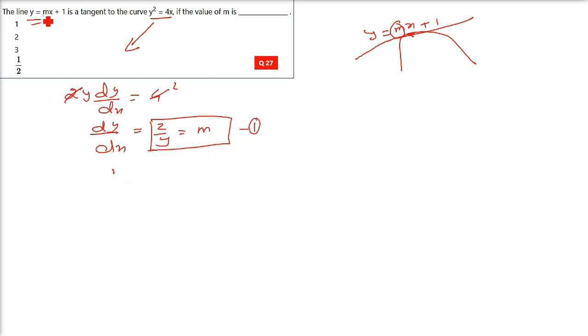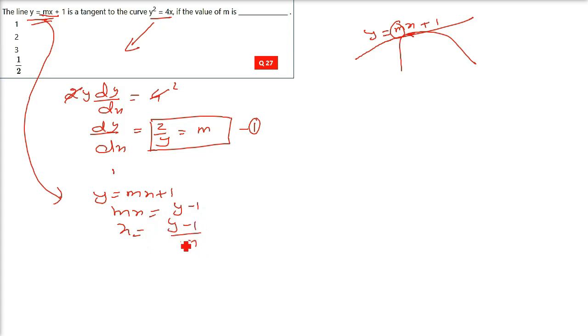Or relationship just now. Now come here, y is equal to mx plus 1. What is the x from here or y from here? mx is y minus 1, so x is (y minus 1) divided by m. Here also y square is equal to 4x, so it will be x equals y square by 4.